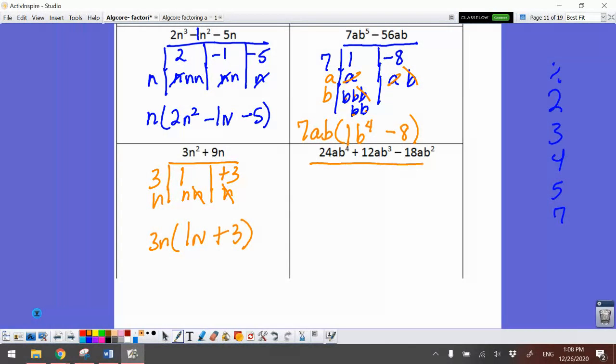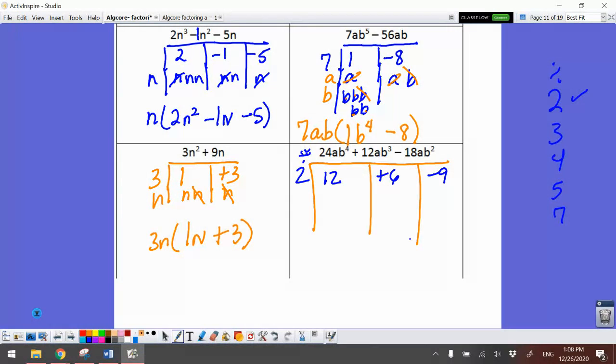All right, let's take a look at this next one. Okay, so 24, 12, and 18. Well, I'm not really sure what numbers to use on that one, but I know that they're all even. So let's start by taking out a 2. 24 divided by 2 is 12. 12 divided by 2, that's a positive 6. And negative 18 divided by 2, that's a negative 9. So 12, 6, and 9.